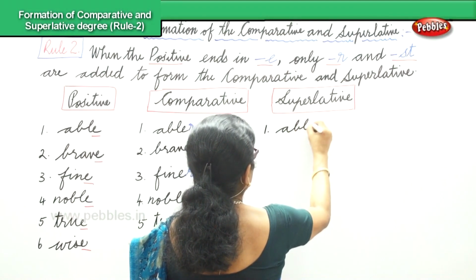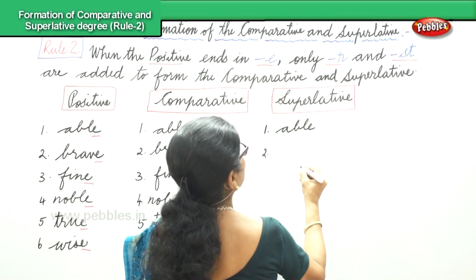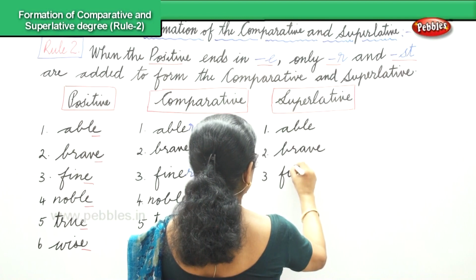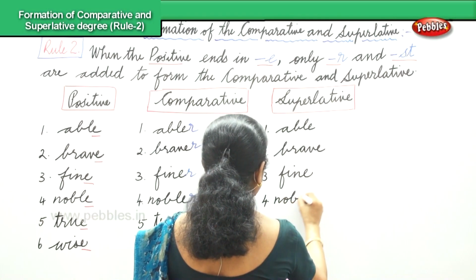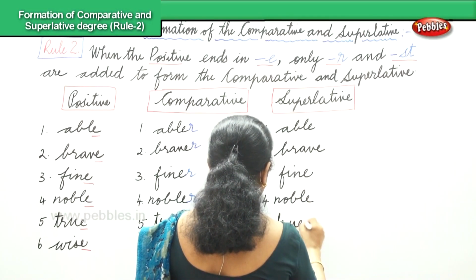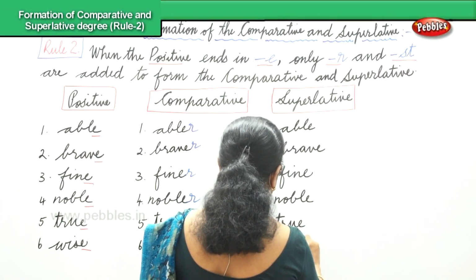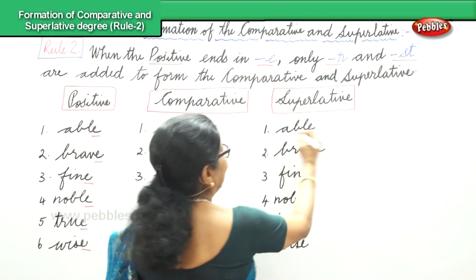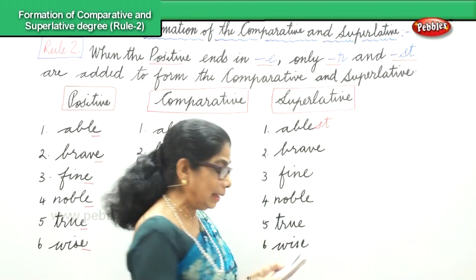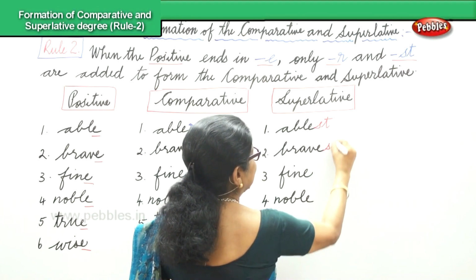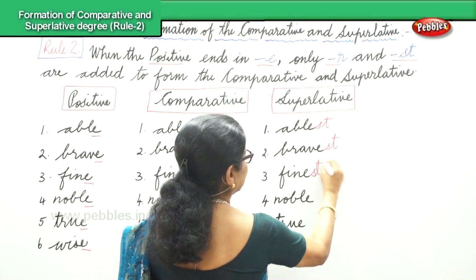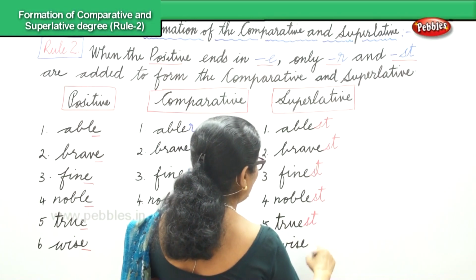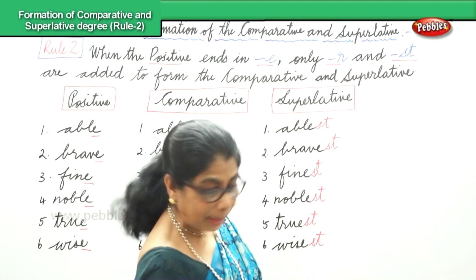Able, brave, fine, noble, true, and finally wise. How do we form the superlative? We form the superlative by adding ST. So, ablest. You just add ST. Bravest, finest, noblest, truest, and finally wisest. We form the superlative by adding ST.